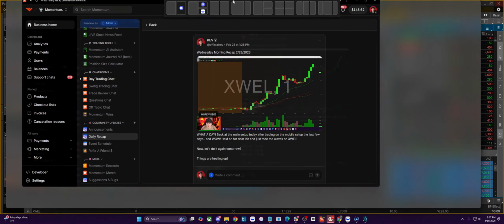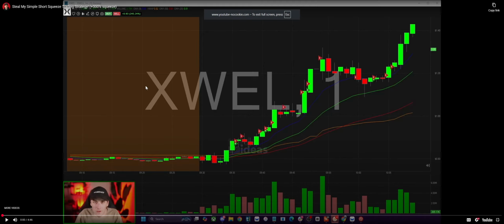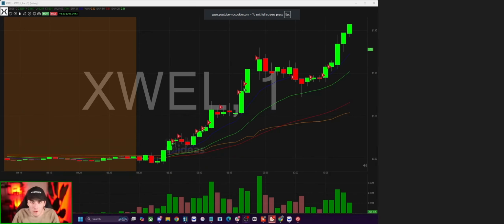Check this out. This is the exact setup we just went over. Look at the entry. And the exact exit. So despite doing this all in hindsight, in the simulator, that's the exact way we traded that on the stream. The exact way.